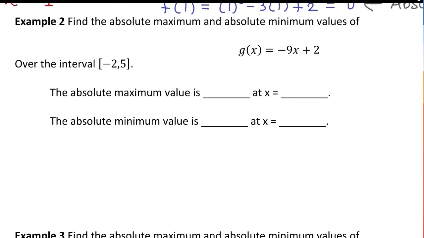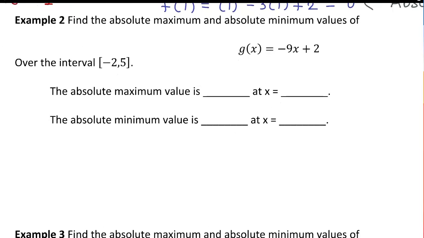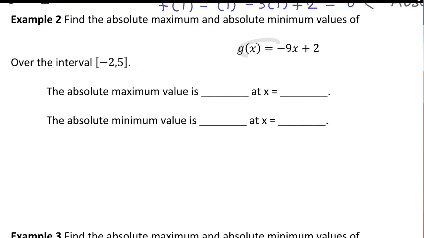Example 2 says find the absolute maximum and absolute minimum values of this function g of x, negative 9x plus 2. But this is just a linear function. You see, it's a y equals mx plus b. This is a linear function that is going down from left to right with a slope of negative 9.